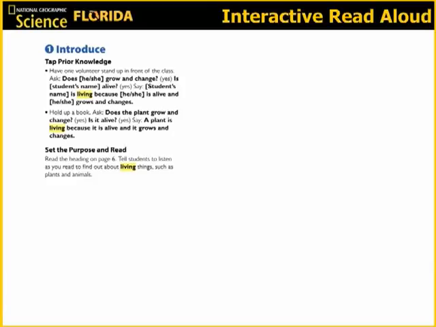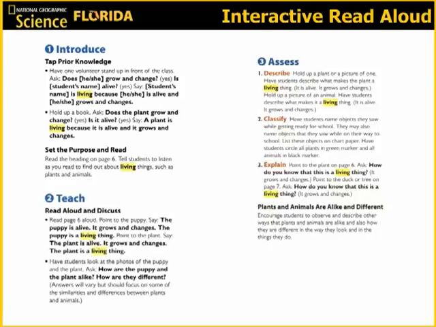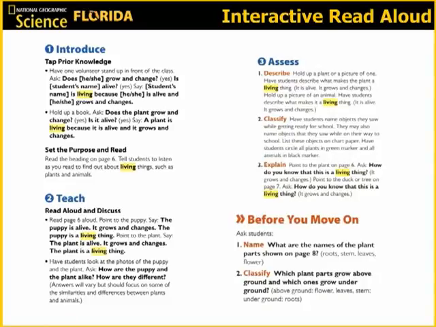Now it's time for the interactive read aloud, which always follows the same pattern: introduce, teach, and assess. The number of pages in each section varies, so sometimes you will see before you move on prompts rather than assess. These help you assess what students have learned from 2 pages of content rather than the whole section like the assess section does.